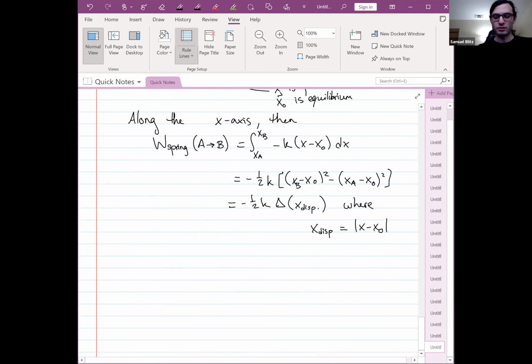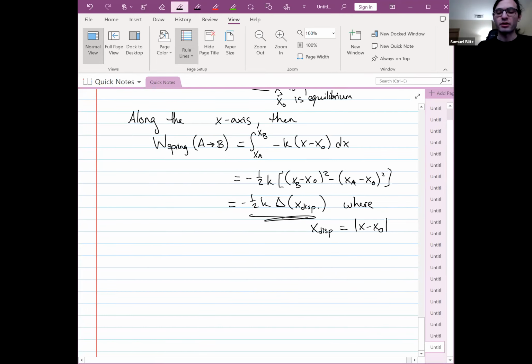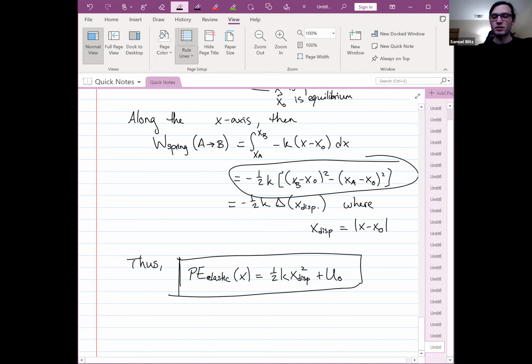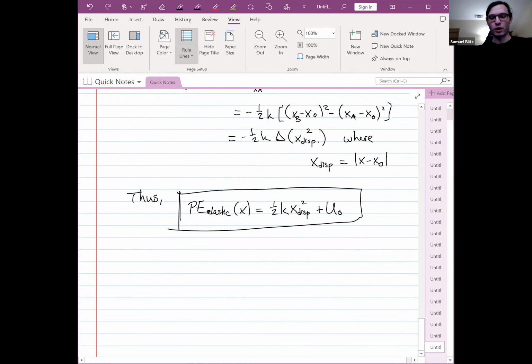So that implies, because we can write it this way, because k is a constant, and because the potential energy is the negative of the work, that the potential energy due to the elastic force as a function of x, again assuming everything is in the x direction, but it generalizes, is 1/2 times k times the x displacement squared plus u naught, where u naught is just a constant. So if you took the difference between the potential energy at point A and point B, you would end up with this. Sorry, this should be x displacement squared here. So by convention, and yeah, we are almost done.